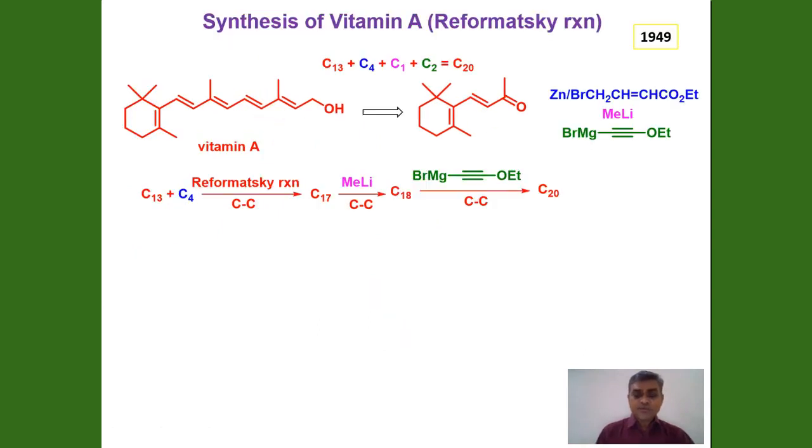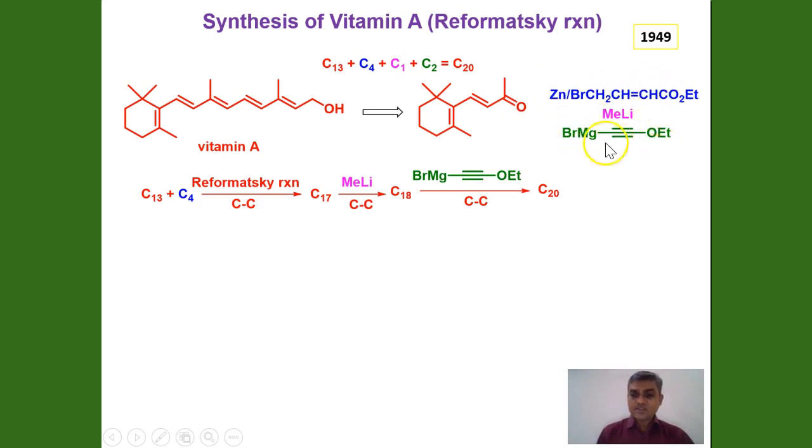Now another proof for the structure of vitamin A comes from the synthesis. The synthesis of vitamin A was proposed on the basis of organometallic chemistry, and it was reported in the year 1940. Vitamin A again can be prepared from beta ionone. There are 20 carbon atoms, and out of 20, 13 are coming from beta ionone. From beta ionone one can reach the structure of vitamin A very easily, and for that we have to now offer 7 carbon atoms, and these 7 carbon atoms are coming from organometallic reagents.